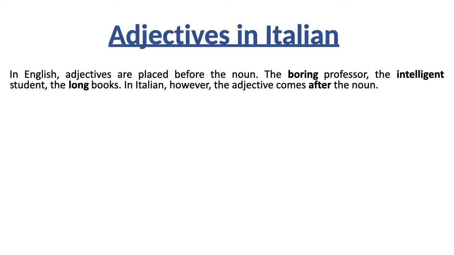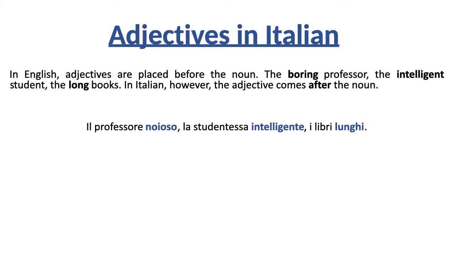In Italian, the order is the other way around. First the noun, then the adjective. Il professore noioso, that means the boring professor, but the word that means boring is noioso, and it's coming after professore, right? First noun, then adjective. La studentessa intelligente, same case. First noun, studentessa, then adjective, intelligente. I libri lunghi, libri is our noun, lunghi is our adjective, okay? So the position of the adjective in Italian is after the noun, not before it.